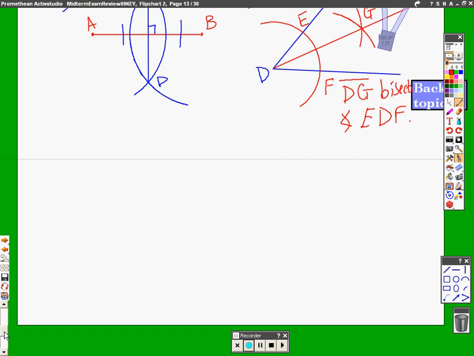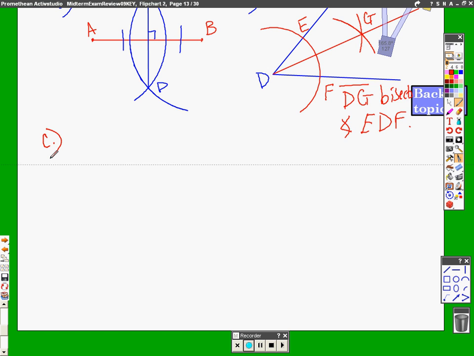All right, construction number C, letter C, asks me to draw a line parallel to another line through a given point. This is going to use the concept of corresponding angles to create these parallel lines. Here I have a line, I'm going to call it line L, and I have a point not on the line, I'm going to call it point P. We start by connecting point P to line L with any angled line you want.